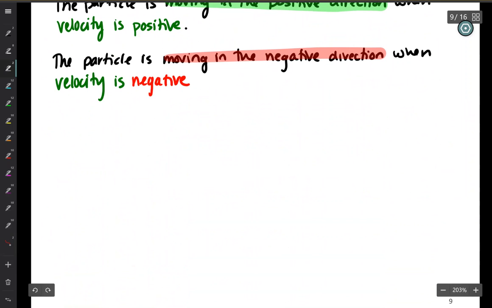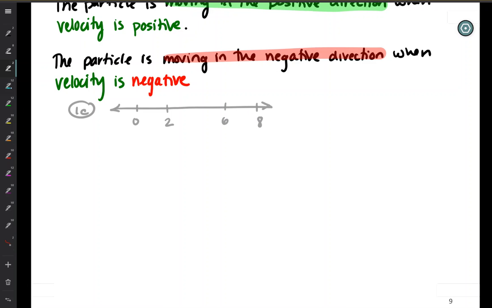So what we learned in 1C is this whole experiment starts at 0 seconds, then 2, 6, and ends at 8 seconds. We learned that velocity was 0 at 2 seconds, v of 2 was 0, and we learned that velocity was 0 at 6 seconds as well.